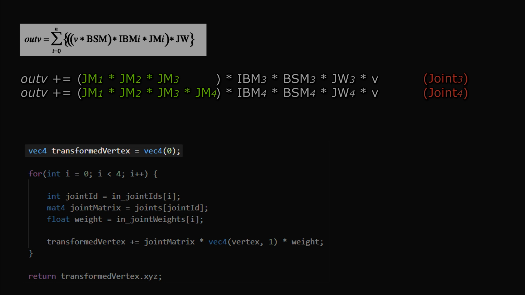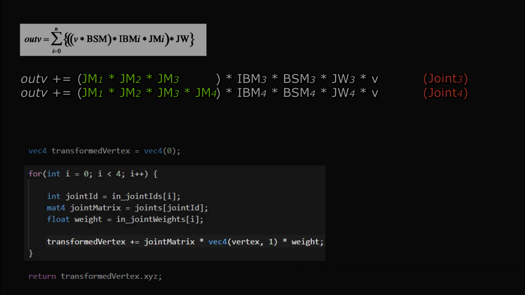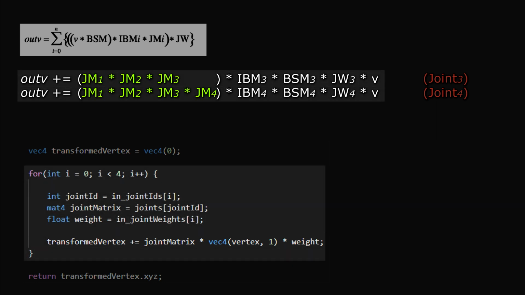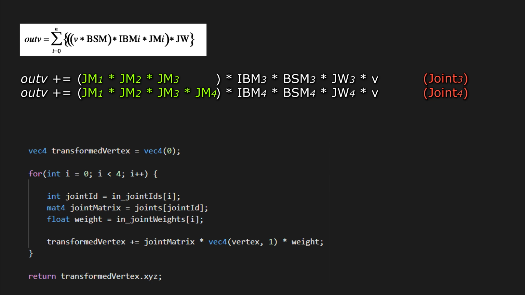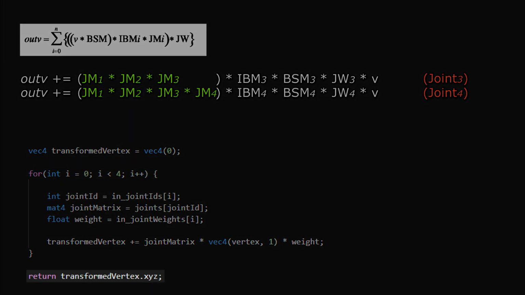First we define the transformed vertex, then we get the joint ID. With the ID we get the joint matrix and the weight factor that determines how much the current vertex is influenced by the current joint. Now we calculate the transformation of the vertex and add the result to the transformed vertex. We execute this loop for joint 3 and joint 4. The last iterations have a weight value of 0 and add nothing to the transformed vertex. At last we return the transformed vertex.